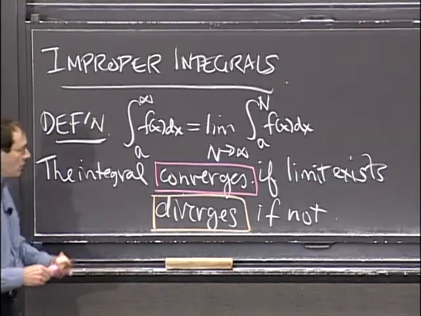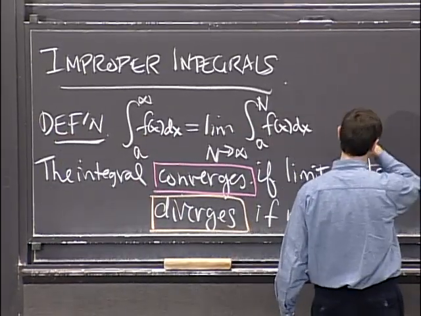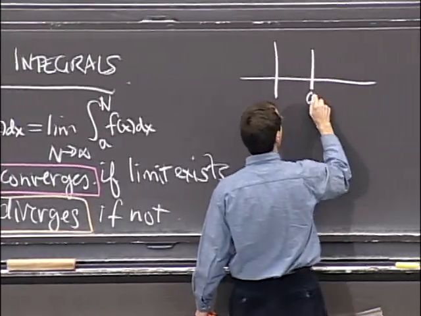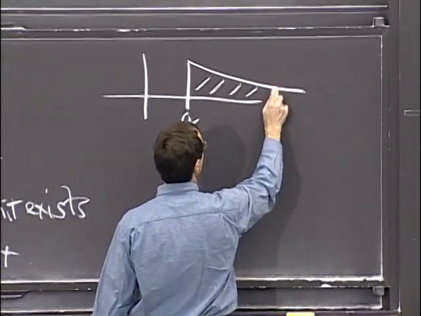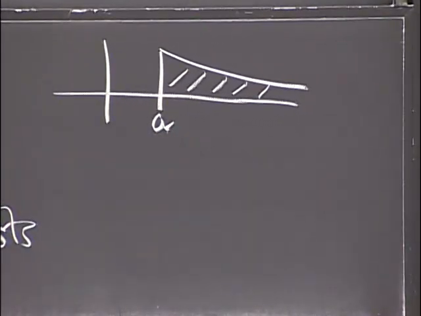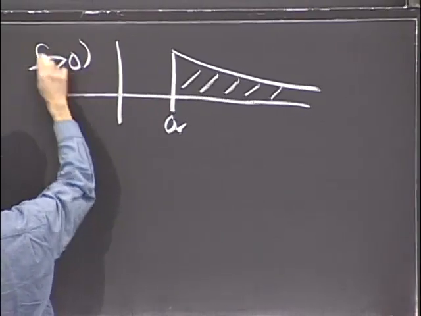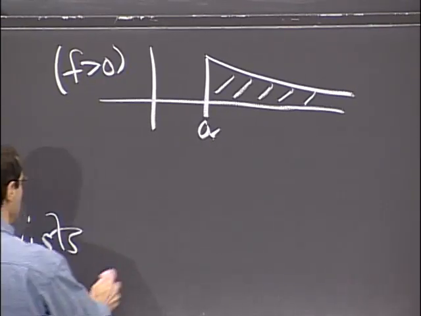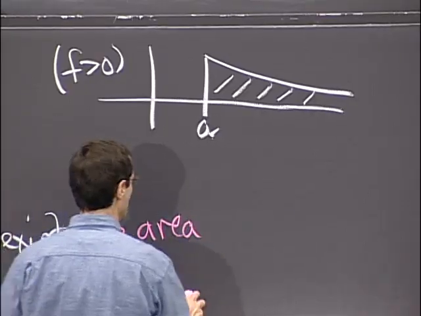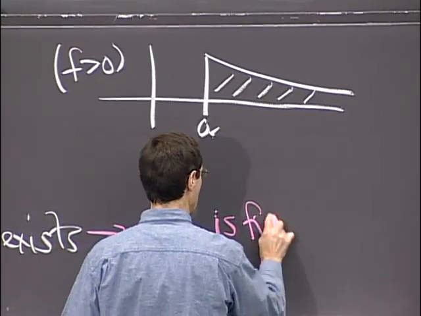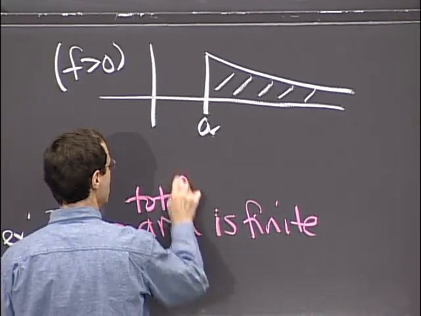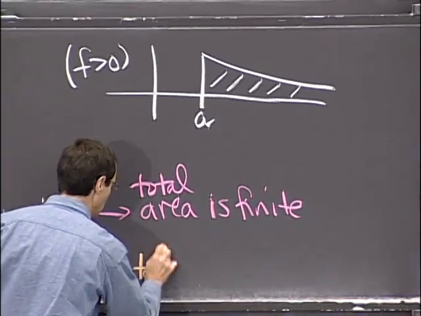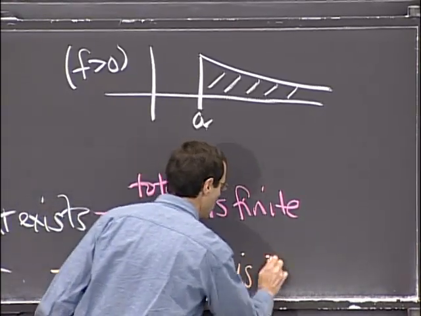These notions have a geometric analog, which you should always be thinking of at the same time in the back of your head. I'll draw a picture of the function. Here it's starting out at a, and maybe it's going down like this. This would only work if f is positive. Then the convergent case is the case where the total area under this curve is finite. And the other case is the total area is infinite.